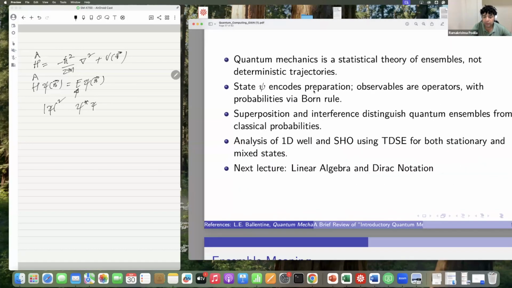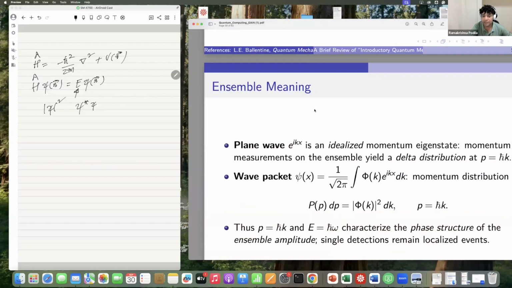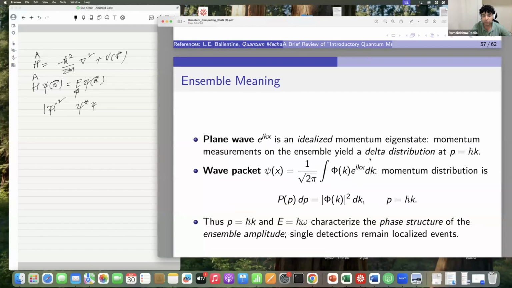So that said, now let's look at what is the meaning of an ensemble. Let us say, in the Hitachi experiment, we have a tungsten source that is emitting electrons, and these electrons are coming one by one. And here we have a biprism, and then here we have a screen that is the detector.